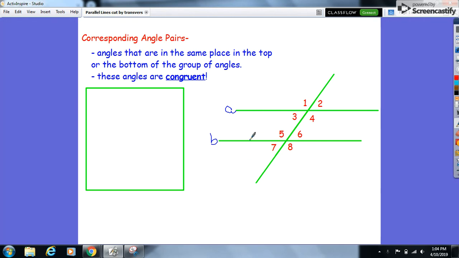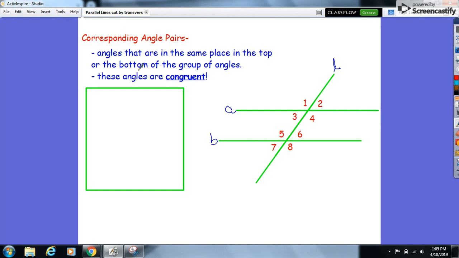What is happening with these two lines is they are being cut by this straight line here. We can call it line L. And what that line is called is a transversal. By slicing right down the middle of these two parallel lines, it creates some very unique angle relationships, and that's what you're going to learn about today.